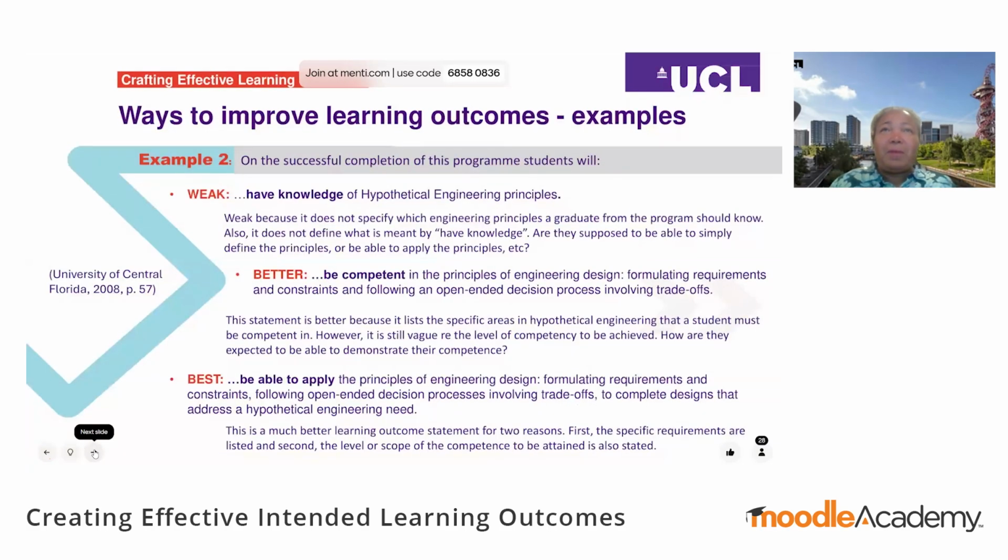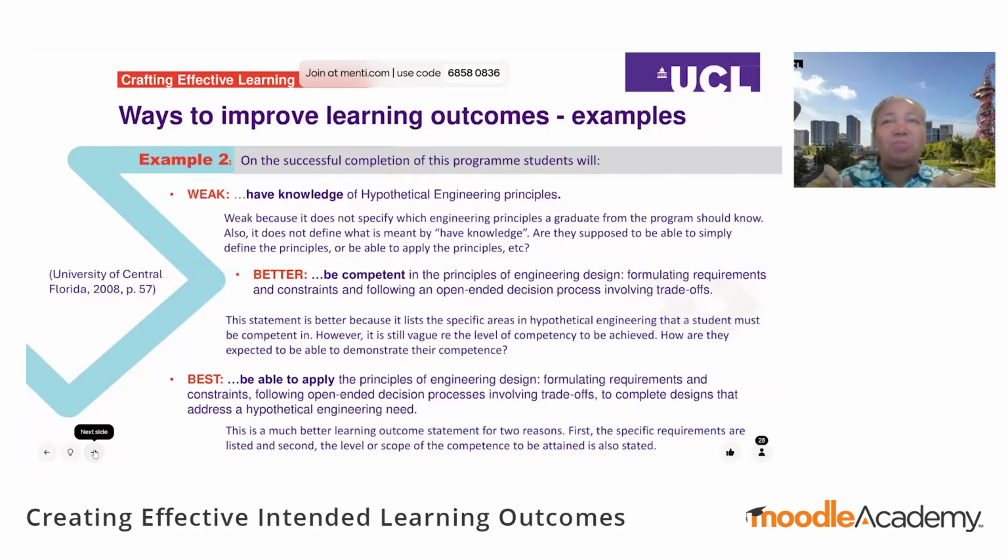Now, to make a SMART learning outcome, you remember it's specific, it's measurable, it's achievable, it's relevant, and it's time limited. And it has three parts: the active verb, what the learning is, and then a performance level that they're expected to achieve. So here we have one learning outcome, and we have a beginning statement. On the successful completion of this program or course, students will be able to have knowledge of hypothetical engineering principles.